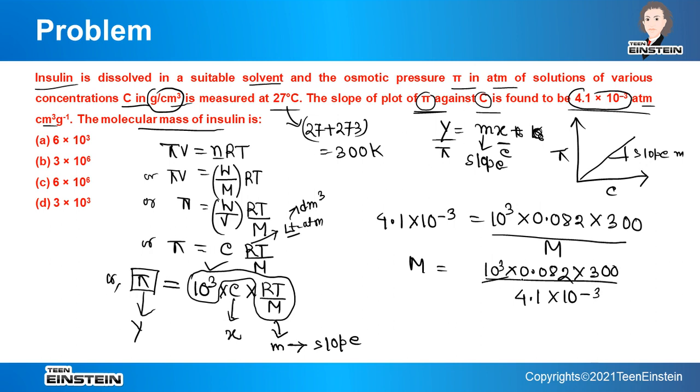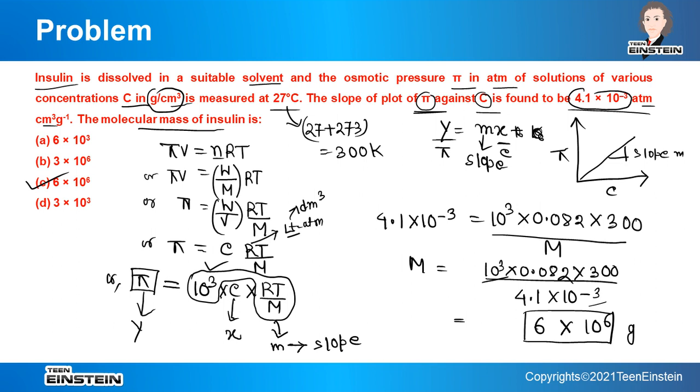So 10 to the power 3 and 10 to the power minus 3 together will be 10 to the power 6, and 0.082 into 300 divided by 4.1 will be 6. So the weight is 6 into 10 to the power 6. So it is matching with which option? It is matching with option C, 6 into 10 to the power 6.